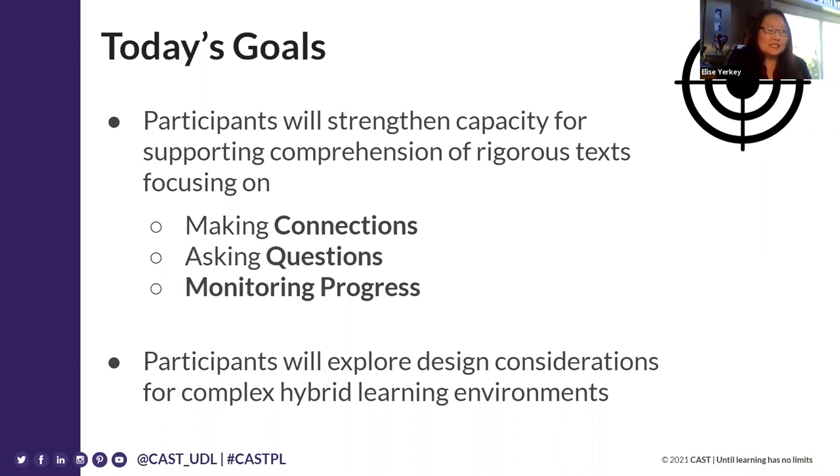So let's talk about our goals today. The focus of this webinar is building comprehension with rigorous text in a hybrid environment. So we want you to be able to strengthen your capacity for supporting comprehension of rigorous text by focusing on three areas. We needed to narrow it down for the purpose of a one-hour webinar. So we'll be talking today about making connections, and these are things that your students will be doing, asking questions, and monitoring progress. We also want you to explore design considerations for complex hybrid learning environments in particular.